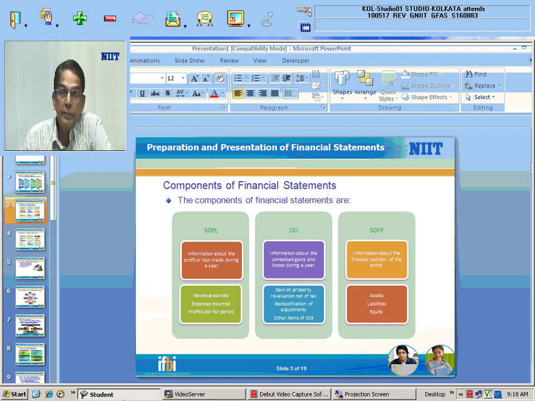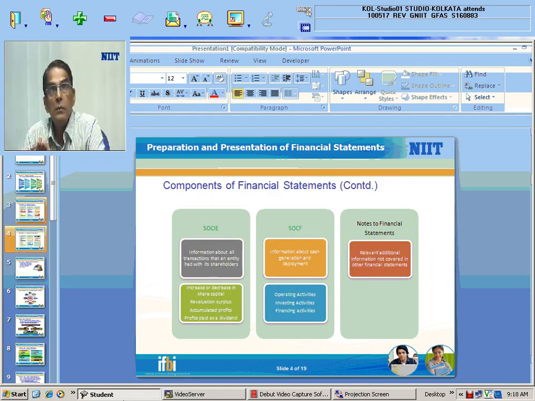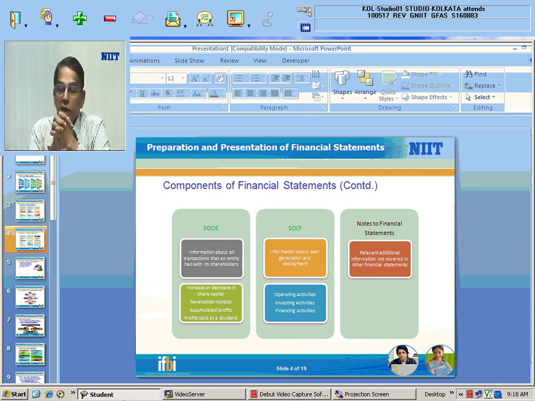What are the other three? I talked about 6 components of financial statements which make a complete set of financial statements. So what are the remaining 3? The next component of the set of financial statements is the statement of changes in equity. It is called SOCIE, statement of changes in equity. This is the fourth component of a complete set of financial statements.